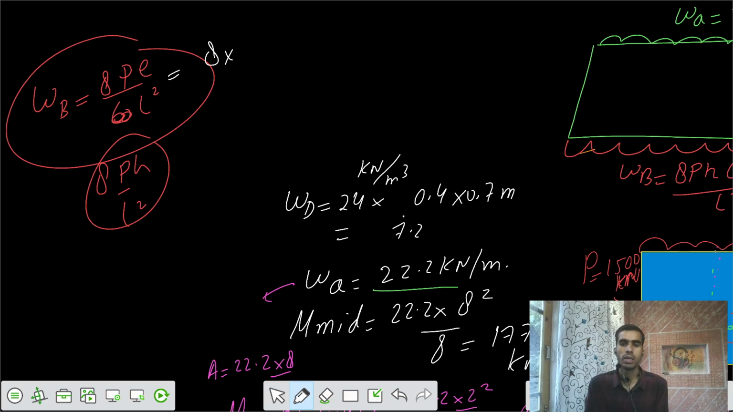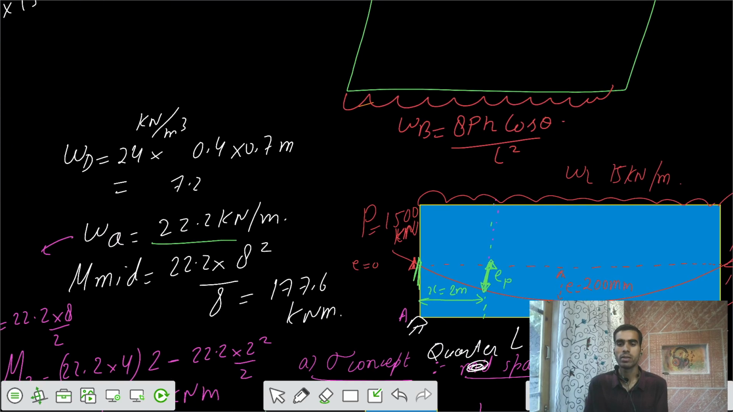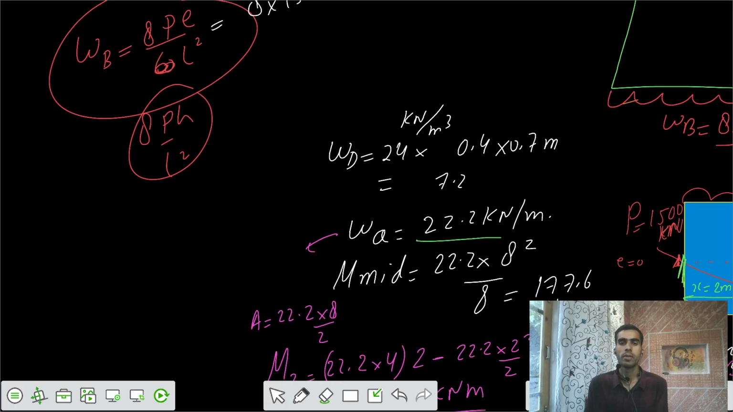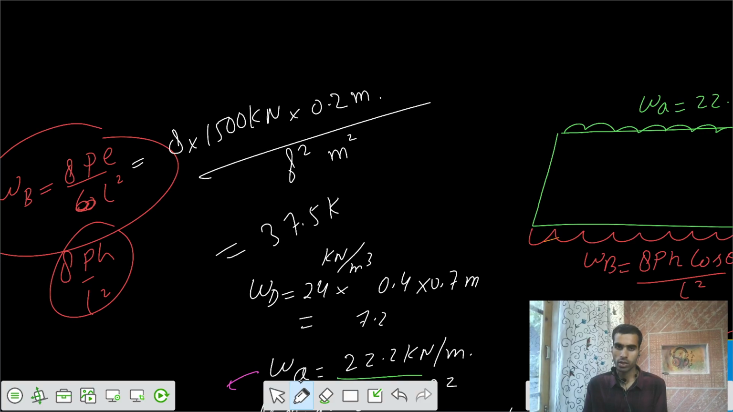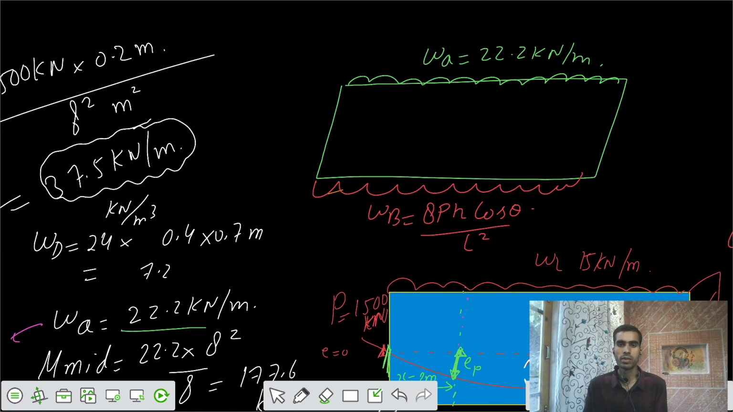Is that A times P? Your E value at the midspan was 200 millimeters, that is 0.2 meters, divided by L square. Your total length of the beam was 8 meters. So this is your double balancing, and it comes to 37.5 kilonewton per meter.